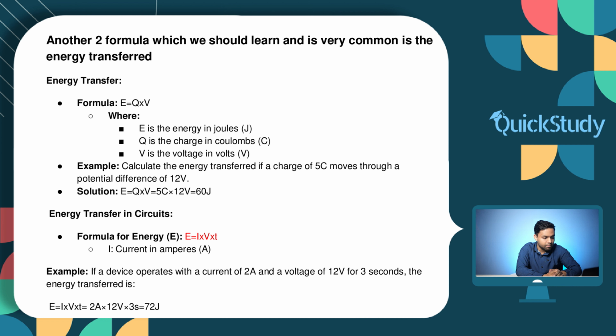Another one would be the formula of energy transferred is equal to I into V into T. If a device operates with a current of 2 amperes and a voltage of 12 volts for 3 seconds, the energy transferred would be 2 amperes multiplied by 12 volts into 3 seconds. The answer would be 72 joules.